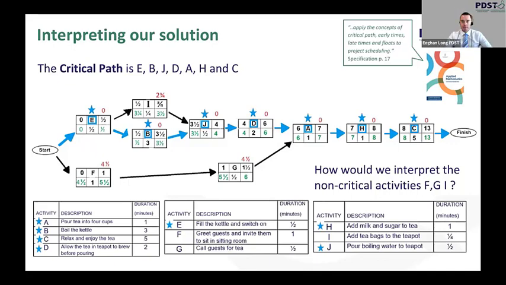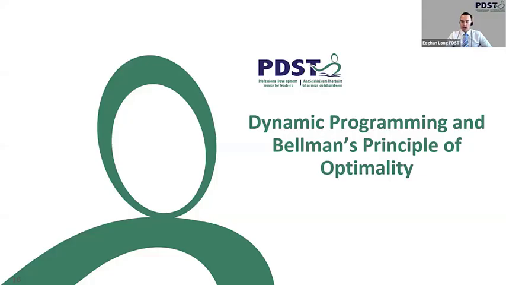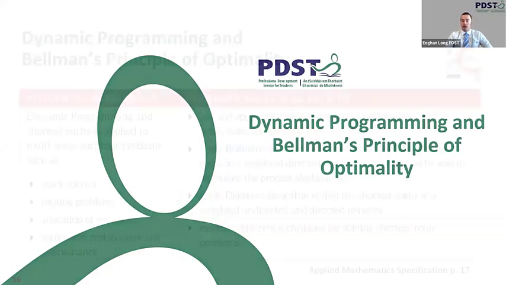Smashing. Thanks very much, Brendan. So what we'll take a look at now is the area of dynamic programming and Bellman's principle of optimality. Dynamic programming and Bellman's principle of optimality is our 4th algorithm in strand 2, and it focuses on the optimal side of decision making.